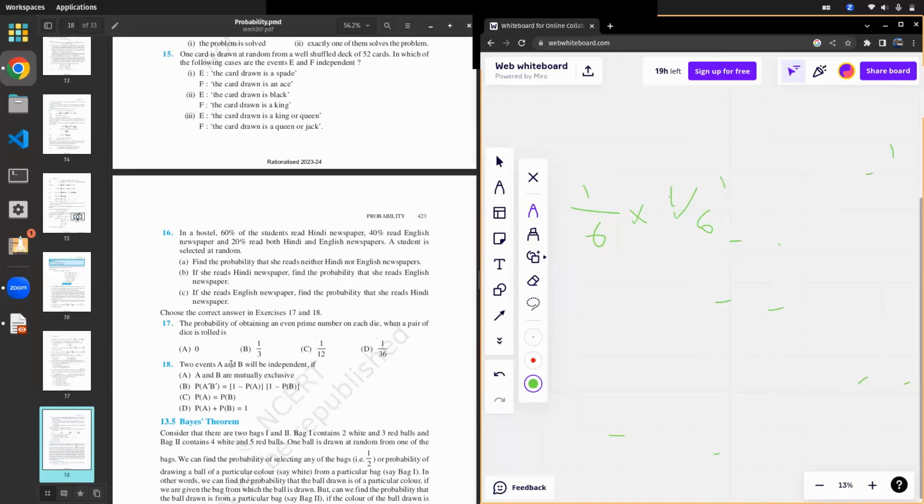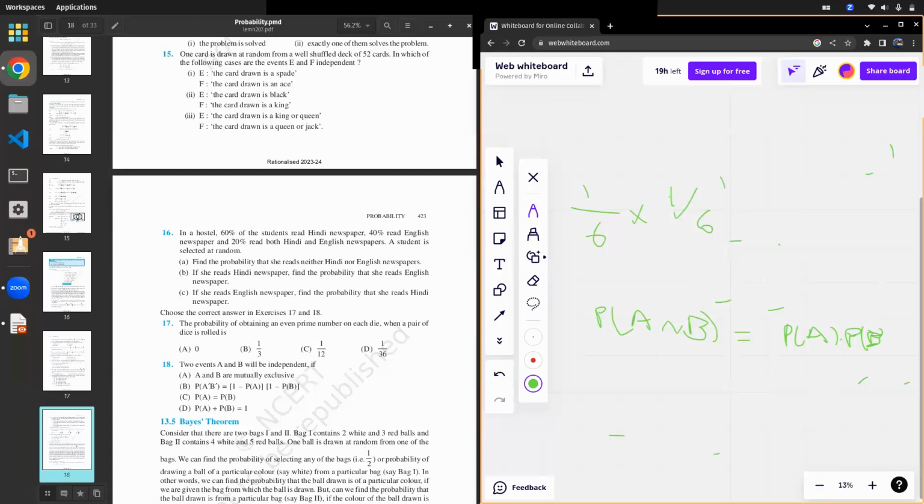So the next question. Two events A and B will be independent if P of A intersection B is equal to P of A times P of B. If you see the options, the first one is A and B are mutually exclusive. This may not always be correct, since if A and B are mutually exclusive, the value of P of A intersection B will be 0, which may not be equal to P of A times P of B. In the second option, I think the intersection symbol is missing there. If we consider it as intersection, then I think we may get the correct value.